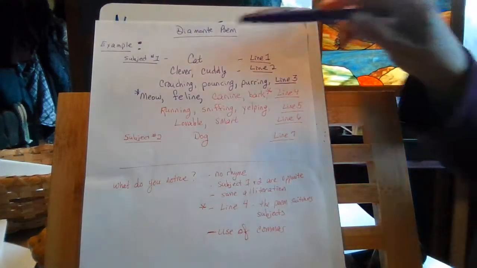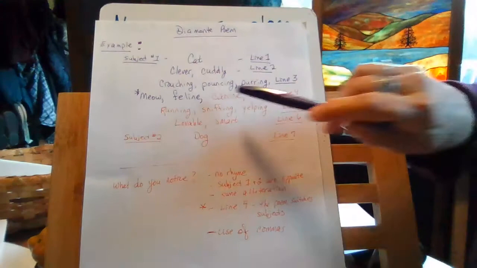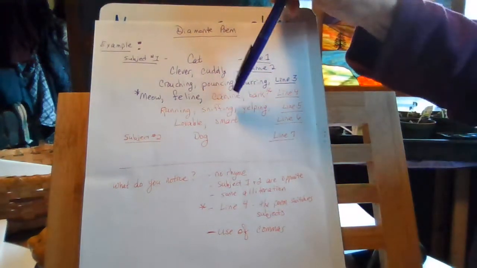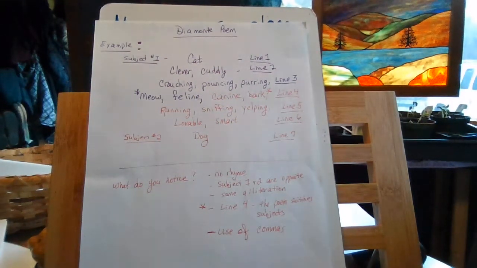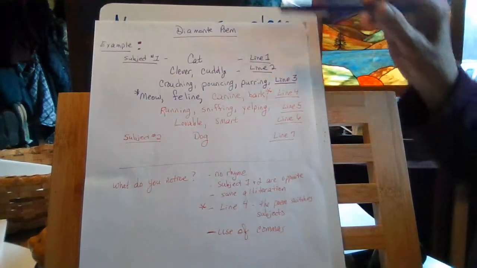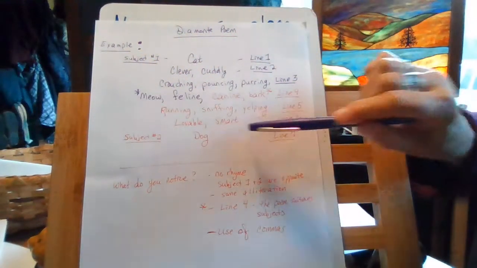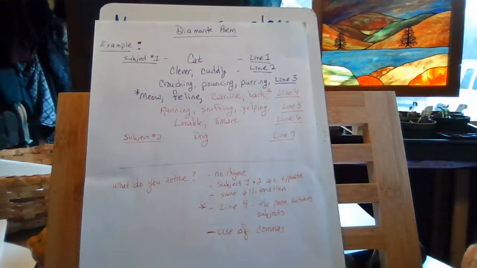You also see some alliteration, that hard C sound: cat, clever, cuddly, crouching, and then you have some more pouncing and purring, and then that hard C again for canine. You can play around with those kinds of words if you'd like. And then line four, the poem switches on itself. The poem switches subjects. So the first half of the poem is all about line one, or subject number one, and the second half of the poem is all about line seven, or subject number two.